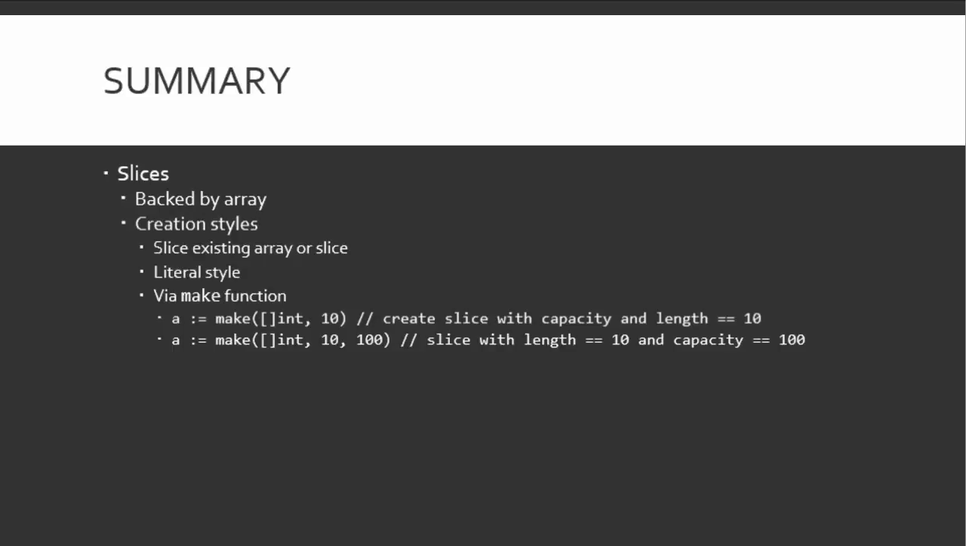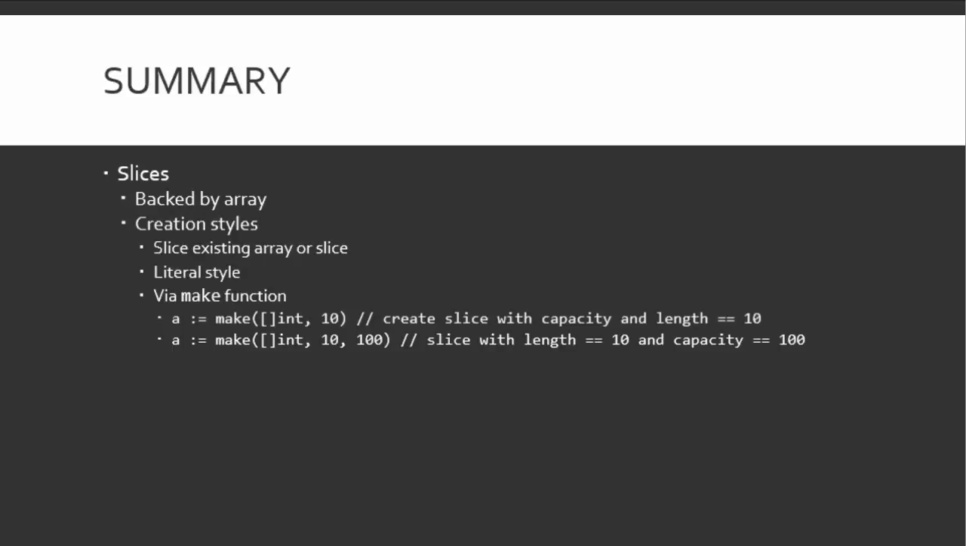We have the literal style that we can use, which is very similar to the array literal, except we just leave those 3 dots out because the size of the slice is dynamic, and so it can be determined at runtime. We also saw how we can use the make function. So if we pass 2 arguments to the make function, the first is going to be the type of slice that we want to create.